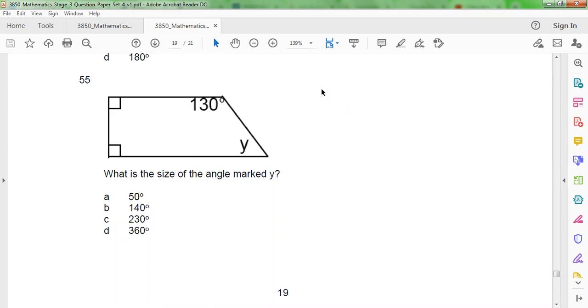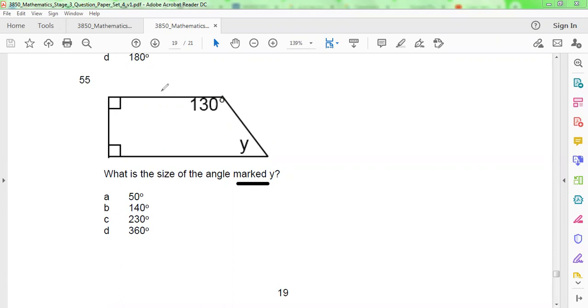All right, so for this one, it says, what is the size of angle marked y? So this is actually a four-sided figure. It's a quadrilateral, no, sorry, it's not a quadrilateral. It's a trapezium. No, it is a quadrilateral, sorry. It's a quadrilateral. It's also called a trapezium.